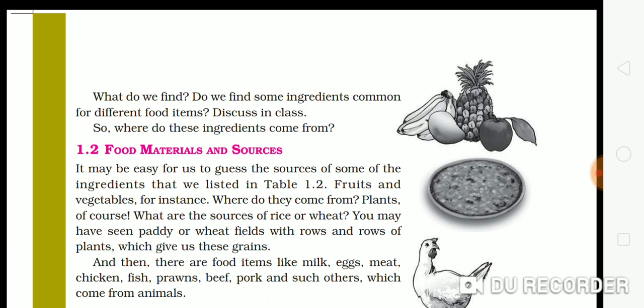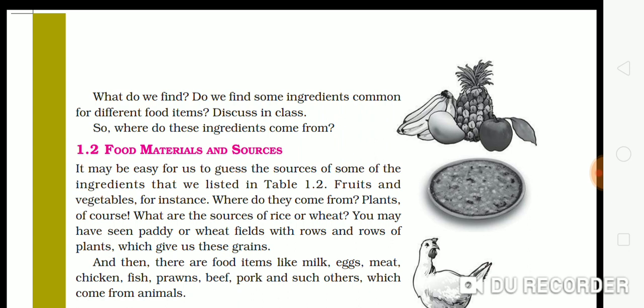Now, after completing this activity, you will find that the sources of the ingredients are plants or animals. Got it? Plants are the sources of food ingredients, like gram, cereals, vegetables, fruits. And what do animals provide us? Animals provide us with milk, meat products, eggs, honey. So these all basically provide food of animal origin.